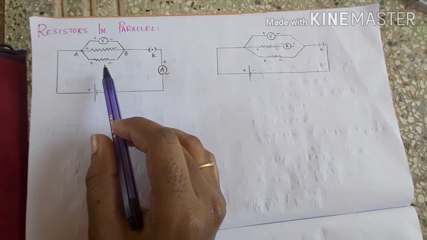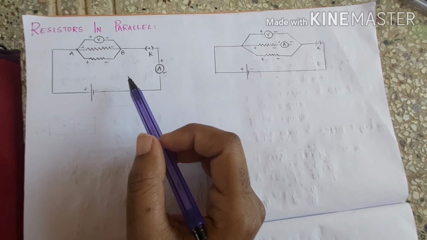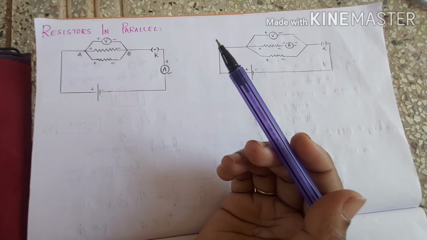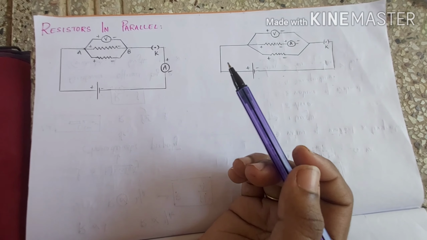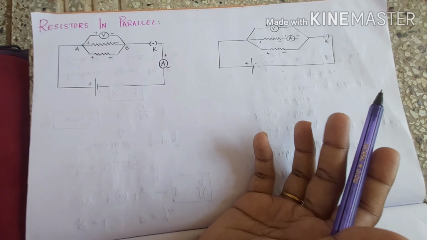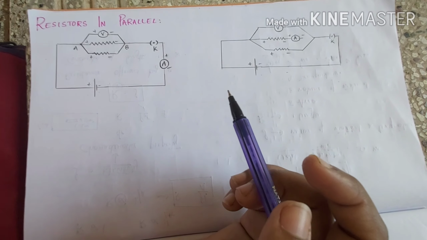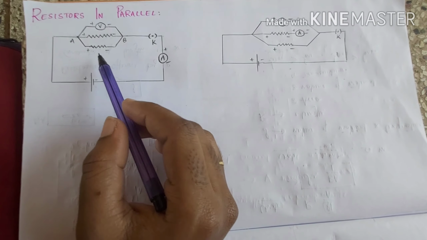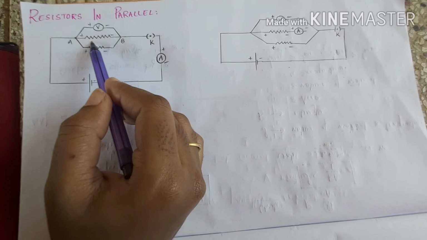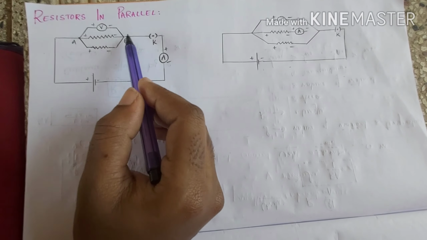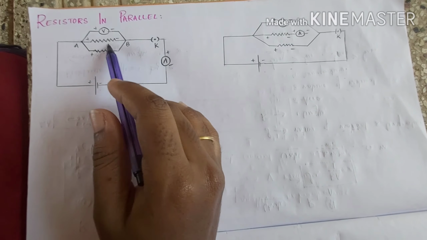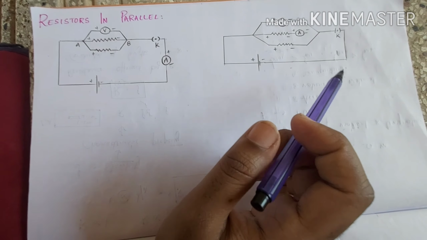Now we'll see the case when resistors are connected in parallel. In the last video on types of combinations, I explained how resistors are connected in parallel. If you have a doubt about how to connect in parallel, just go through that video once. Here in parallel, I have connected all the positives on one side and all the negatives on one side, connected in series with an ammeter and a plug.